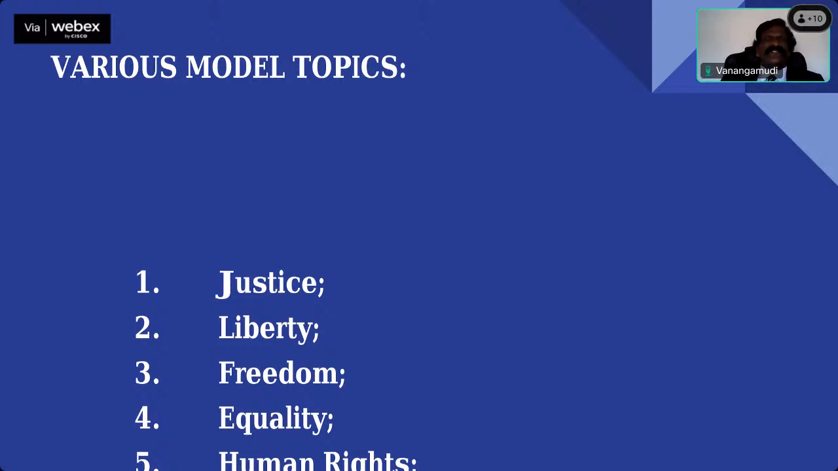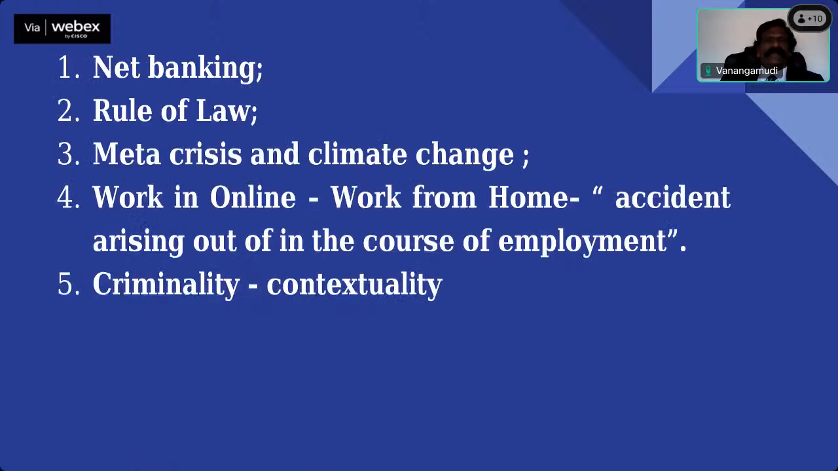Similarly, you can analyze justice, liberty, freedom, equality, human rights. Please proceed to the next one. Net banking, rule of law, meta crisis and climate change, work online, work from home, accident. I'll explain it in depth, because some of the students think that we are not concentrating on our aspect. Aspect means various aspects of other branches.